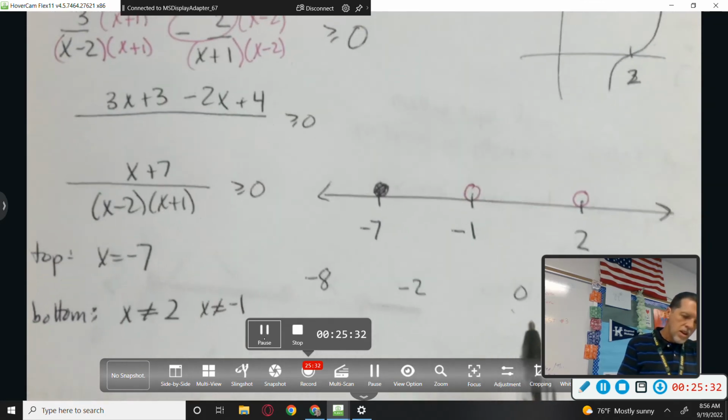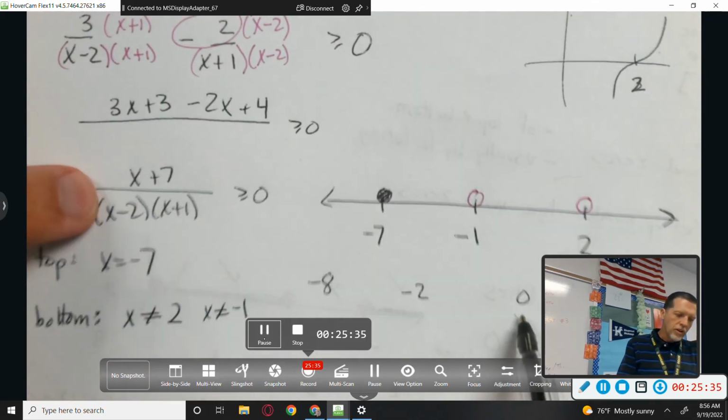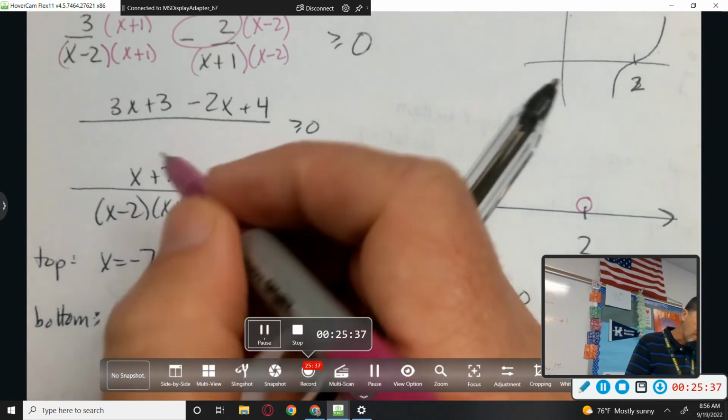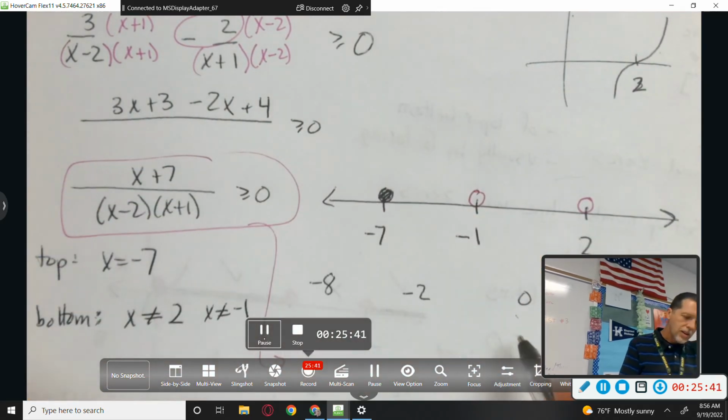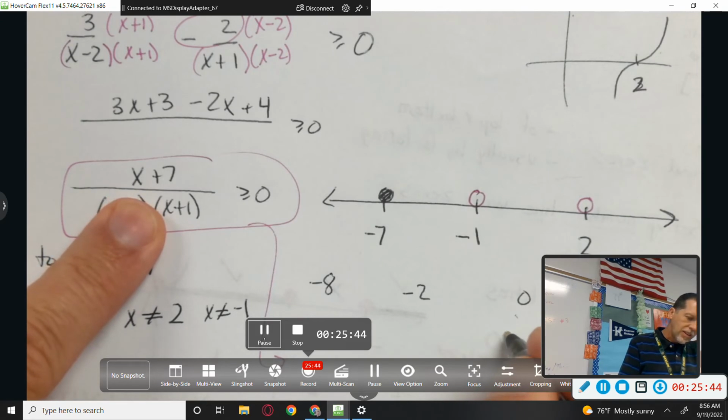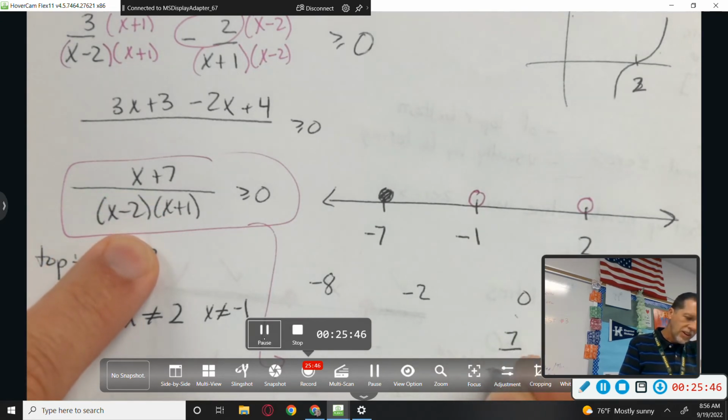All right, I'm going to plug in 0, and I'm going to plug it into the factored form because that's usually the easiest way to go. So that's 7 over negative 2 times 1.